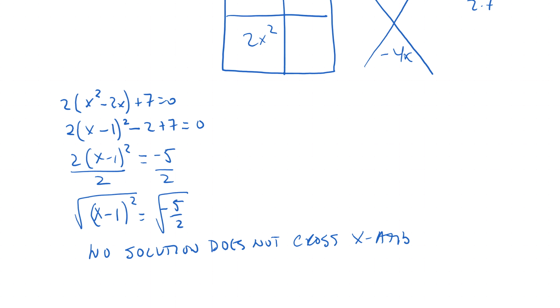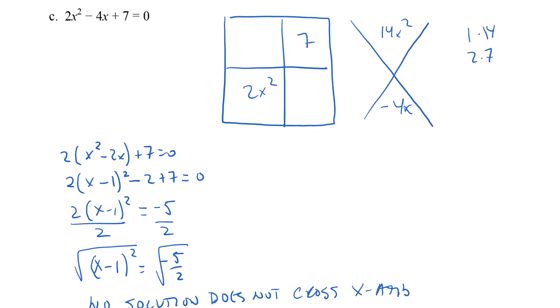So this example here was a good example of a problem that we tried to factor, it wouldn't work, and then we completed the square, and we couldn't complete the square because we ended up having to take the square root of a negative number. You could have used the quadratic formula as well, and your results would have been the same.